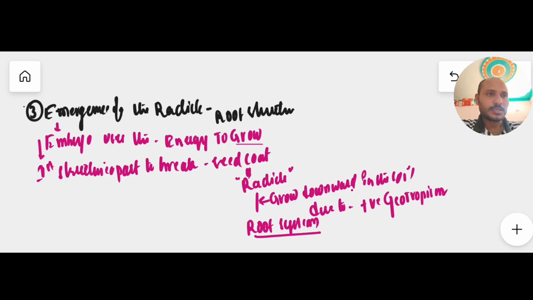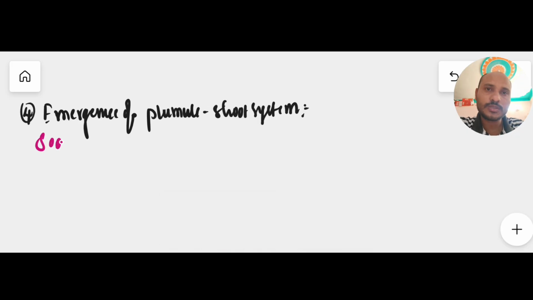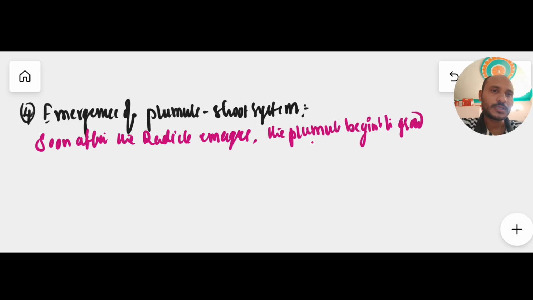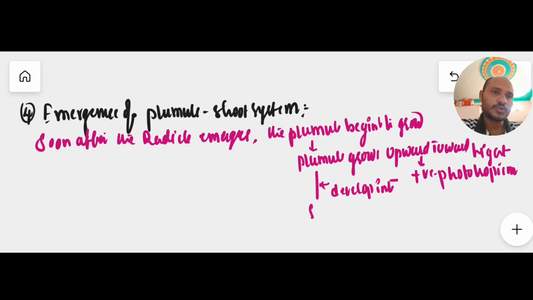Soon after the radicle emerges, there is emergence of the plumule. We will discuss the fourth step, emergence of the plumule, that is the shoot system. Soon after the radicle emerges, the plumule begins to grow, and it grows upward towards light, hence it shows positive phototropism. So this plumule develops into the shoot system.